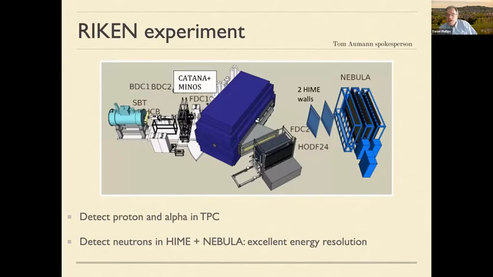So here is the experimental setup. This experiment is now approved at RIKEN, and the proton and the alpha are detected in a TPC, and then the neutrons fly down here to this wall in the NEBULA detector, which has excellent energy resolution, which is of course key since, as I said, the bulk of the energy is the center of mass motion of the 2 neutrons, and you're trying to detect the spectrum as a function of relative energy. But the simulations indicate that it is very doable to have a finely binned enough neutron spectrum that you can pick up the effects due to a_nn.